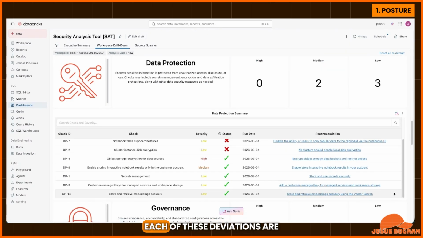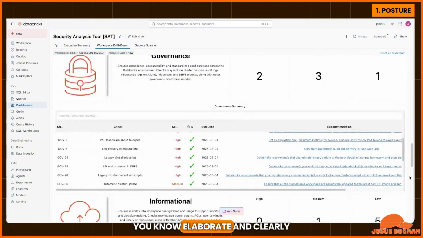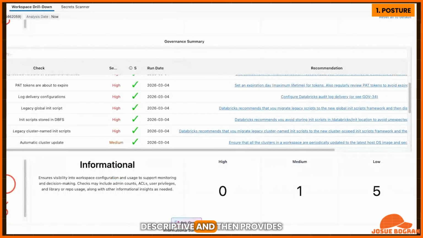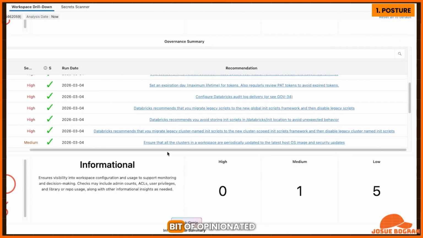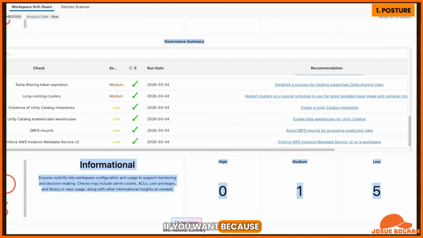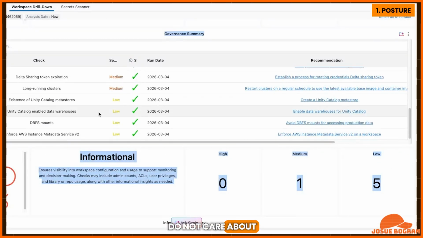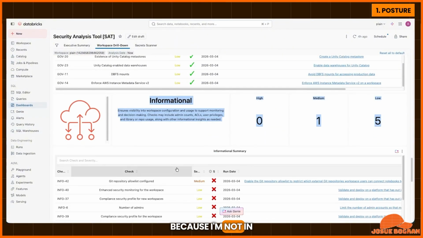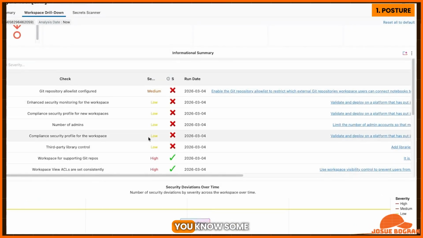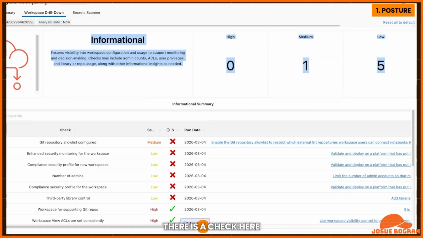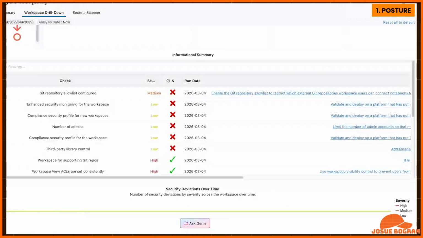So each of these deviations is elaborated and clearly descriptive, and then provides you with documentation links and severity, which is a little bit opinionated. You can change those if you want, because each organization may perceive these differently. Hey, I really do not care about certain things here because I'm not in that security-sensitive space of compliance-related workspaces, so I don't want to configure them. For example, some of the data exfiltration things, like there is a check here if people can export their notebook. We mark it. Most customers do not need that to be disabled.